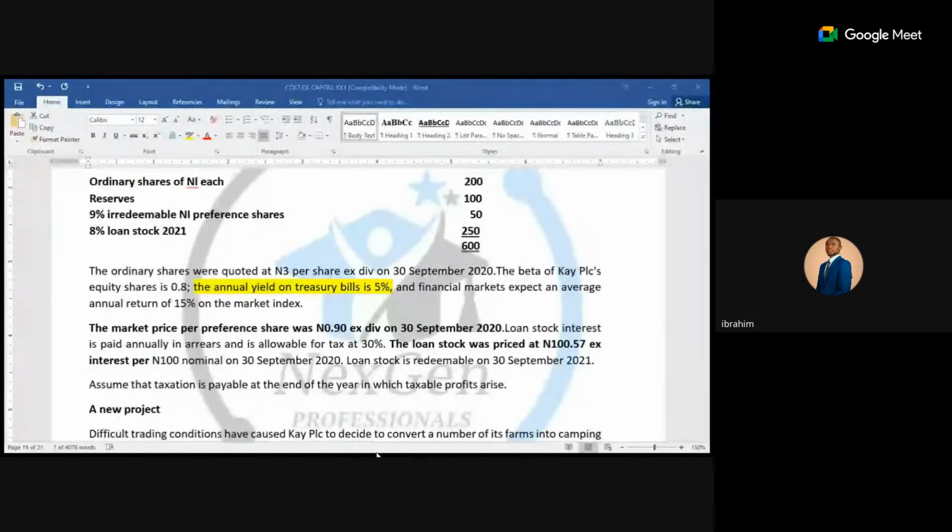Now, the loan stock is redeemable. Now, when a loan stock is redeemable, class, what are we going to use to determine the cost of the loan stock? What are we going to use? IRR. Thank you. Internal rate of return.